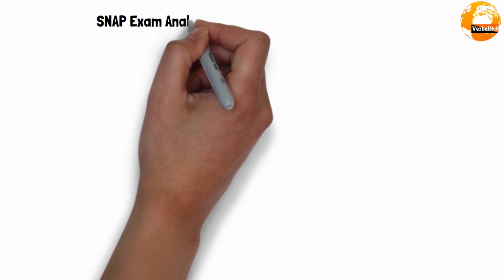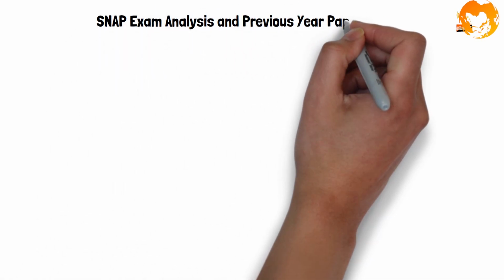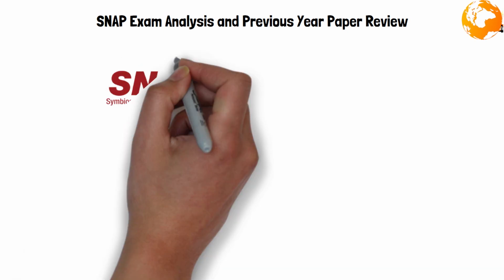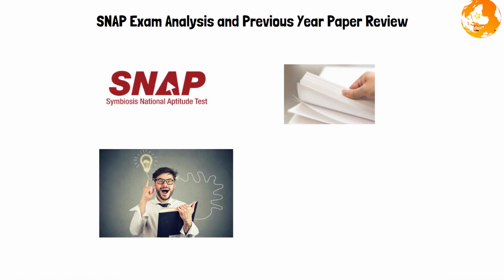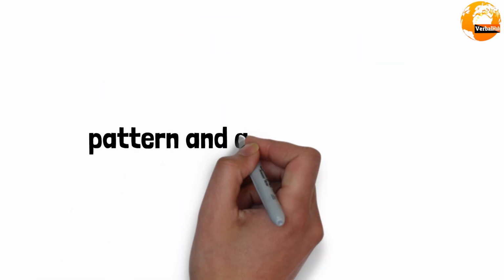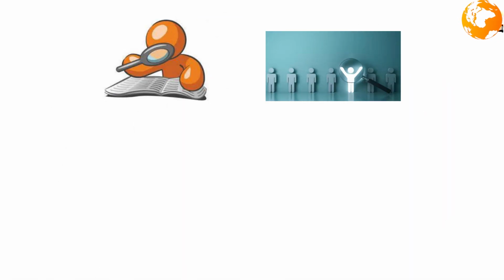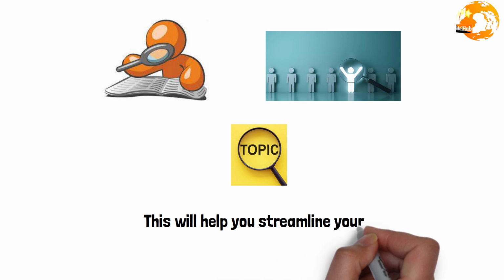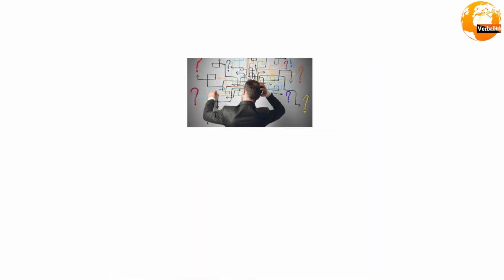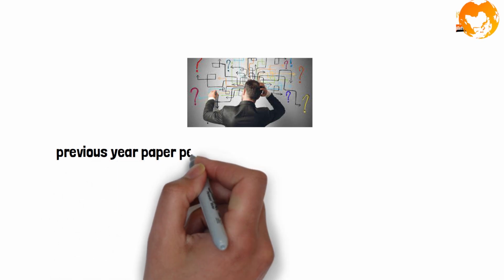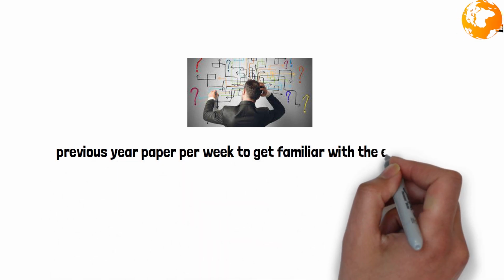Number 4, SNAP exam analysis and previous year's paper review. Reviewing previous year SNAP papers is a great way to understand the exam pattern and question types. Analyze them to identify high-weightage topics. This will help you streamline your preparation for the most critical areas. Make sure you are solving at least one previous year paper per week to get familiar with the exam style.